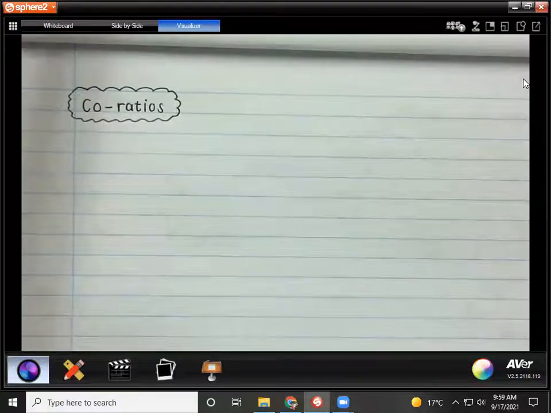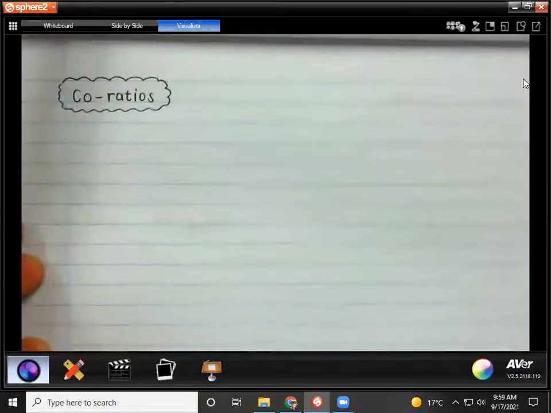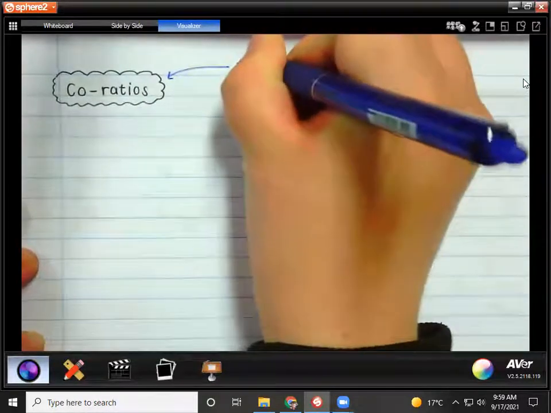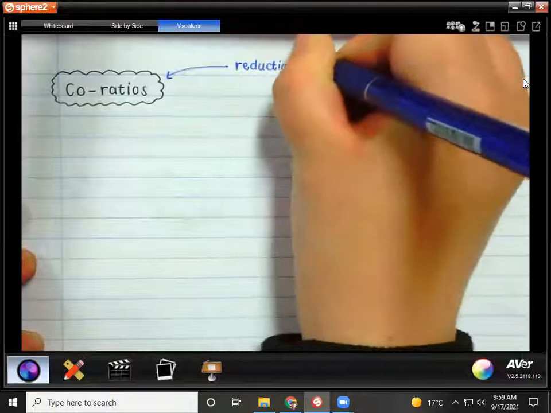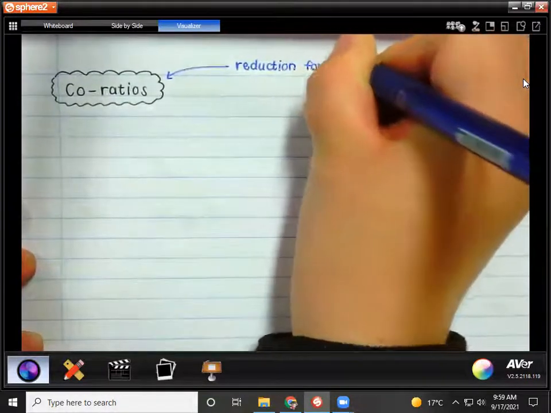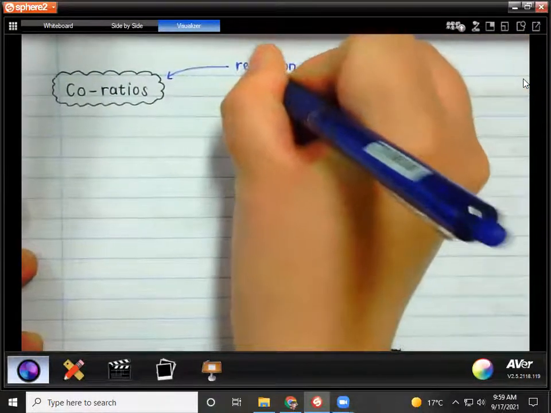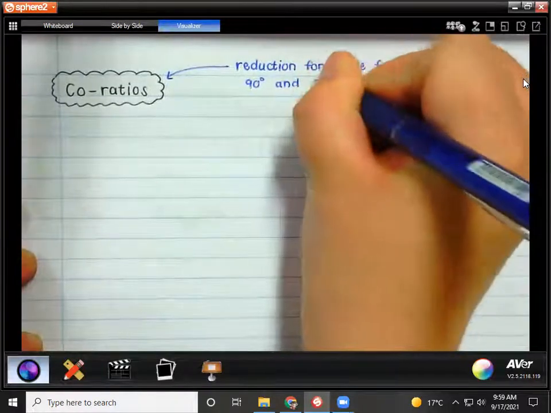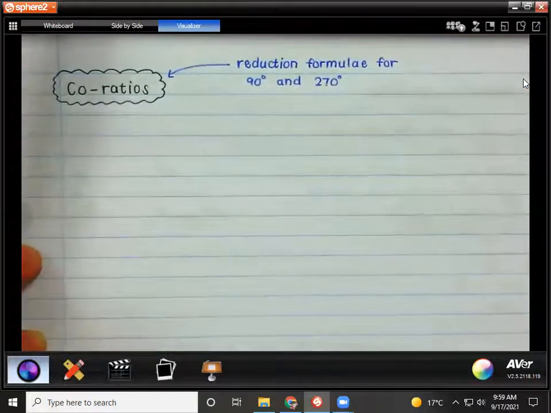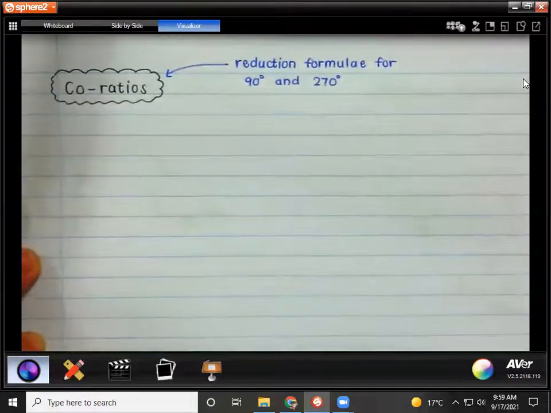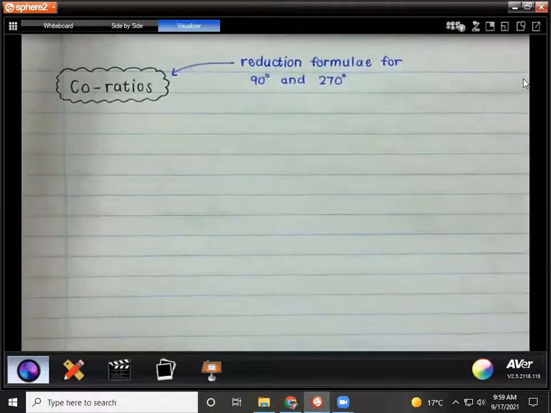Okay, guys, co-ratios are finally, now we are doing the ones with 90 and 270. So co-ratios are reduction formula for 90 degrees and 270 degrees. Now guys, the nice thing about co-ratios is that they only affect sine and cos. We're not going to work with tan with these at all. I did tell you yesterday what happens, but we're just going to summarize it now.